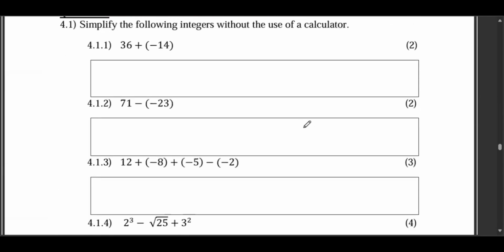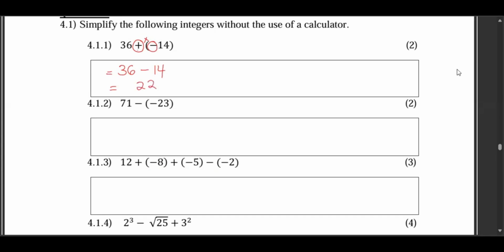Wonderful. Here we go. Simplify the following integers without using a calculator. All we need here is a rule. So you see very well, now here you have a plus and a negative. They multiply. So this became that much. Positive times a negative, negative 14. And the answer becomes 22.